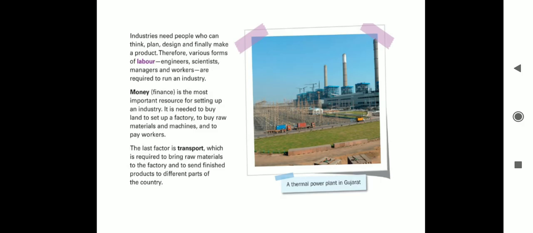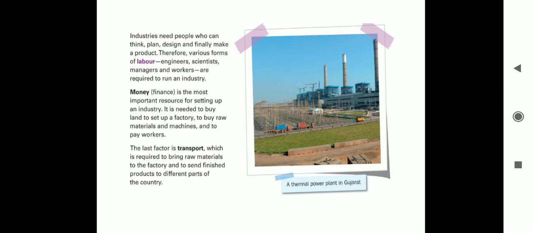And once the process is over, when the goods are produced, these produced goods are to be sent to different parts of the country. To send finished products, I need transport. So transport is equally important. Just to make the product and keep it lying over there makes no sense. The finished goods have to be sent to different parts of the country.